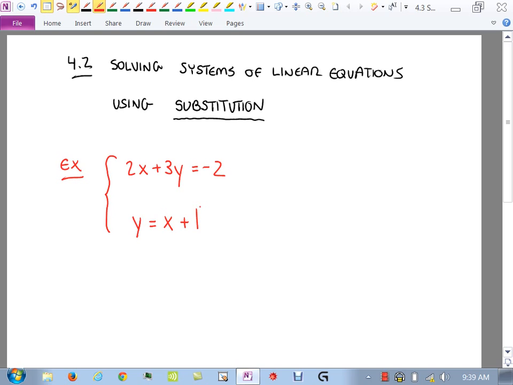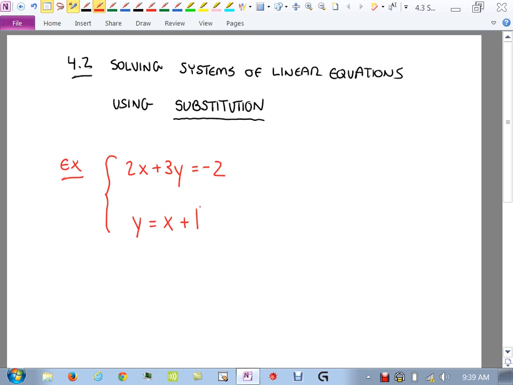Now, if this were last class, right, we would try and do this by graphing. And I don't know, how would you graph the second one? Because it seems to be easier. Would you do the intercepts, or would you do the y equals mx plus b? Remember, there were two different ways to graph lines? Yeah, the y equals mx plus b, because you already have it, right? So that one would be easier to do. You know the y-intercept is 1. You know the slope is 1.